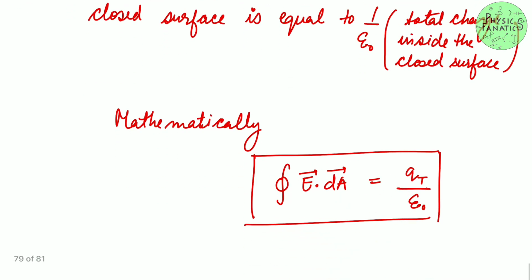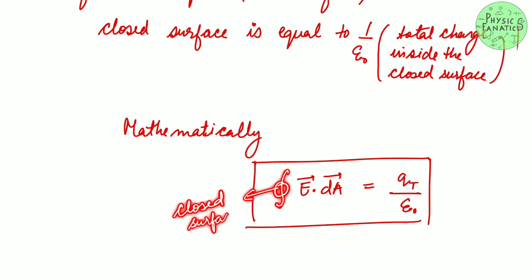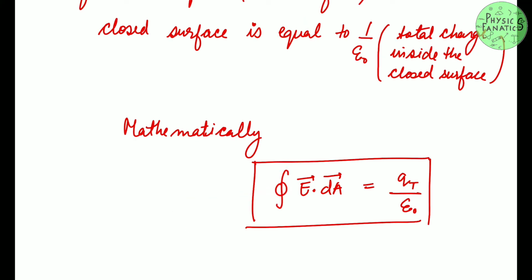Mathematically, you can write it in this form, that is integration. This sign means you are integrating over a closed surface. The surface is not open. For example, all the 3D surfaces. We have discussed in the previous video that 3D figures or surfaces are closed surfaces, for example a sphere, cuboid, cube, cylinder, and so on. All the 3D surfaces which we actually see are closed surfaces.